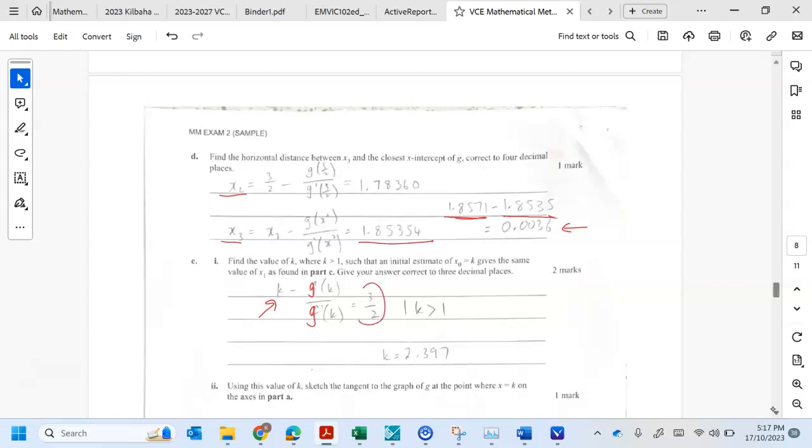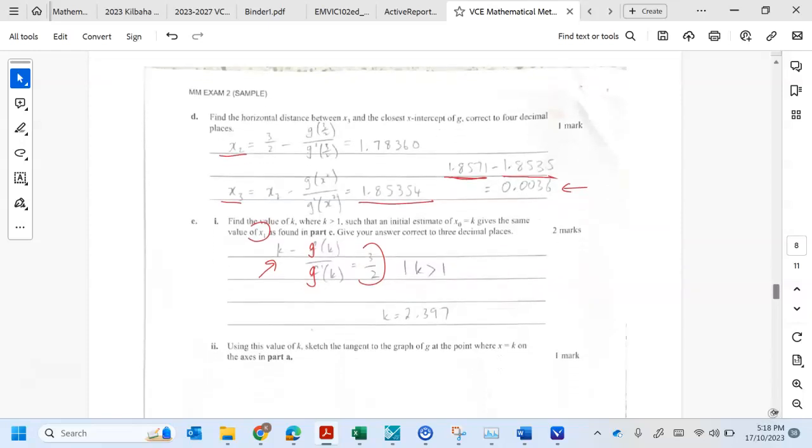And the approximate value at x1 we found before was 3 over 2. So I got that from part C. So on your calculator, you can just solve that. All right, so solve, putting that in where k is greater than 1. So we get k is equal to 2.397. So just using solve on your calculator for that.